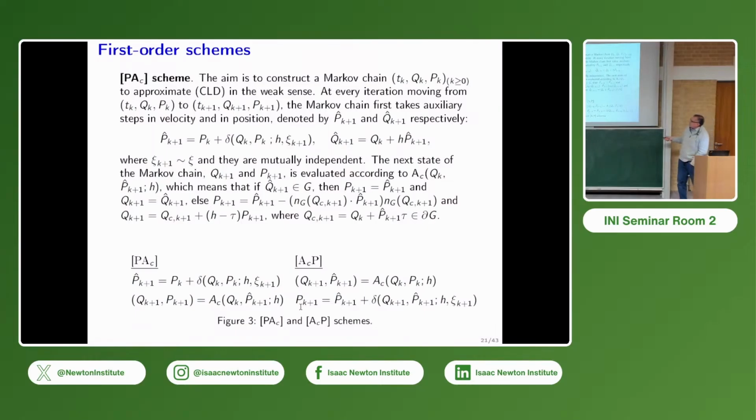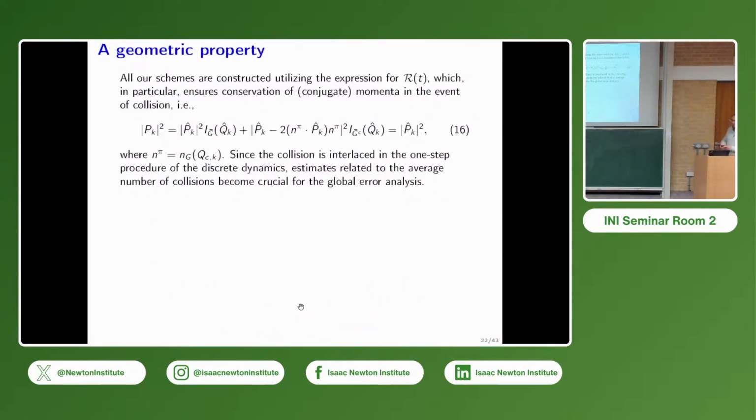In this scheme, we first do the trial for the momenta, so we update it according to the Euler scheme, and then we do this AC step, or we can do it the other way around. So the schemes are conjugate to one another. These schemes, and also the second order schemes we will see later, have the nice property that they preserve the physical conservation of the kinetic energy at the collision, so that the momenta is preserved. And this property is actually important in some parts of the proof we do.